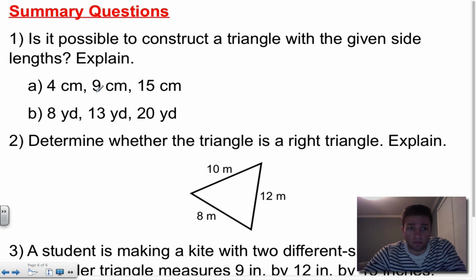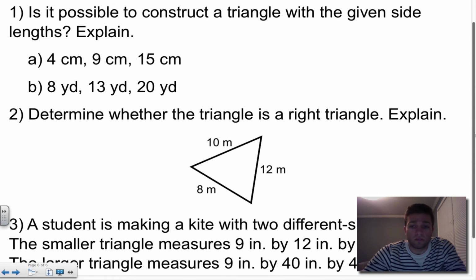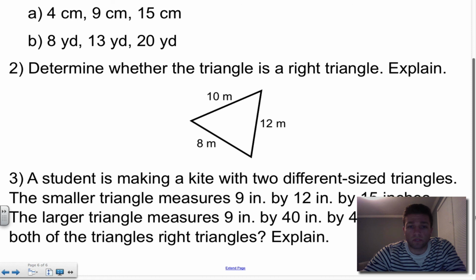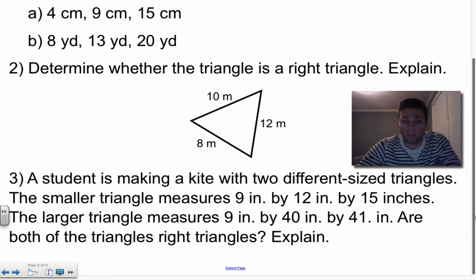The first one is 2 different questions. The second one is based on this triangle right here, and then the third one I'm going to need to scroll down so you can read the whole thing. It's a quick word problem. So try the 3 questions out.